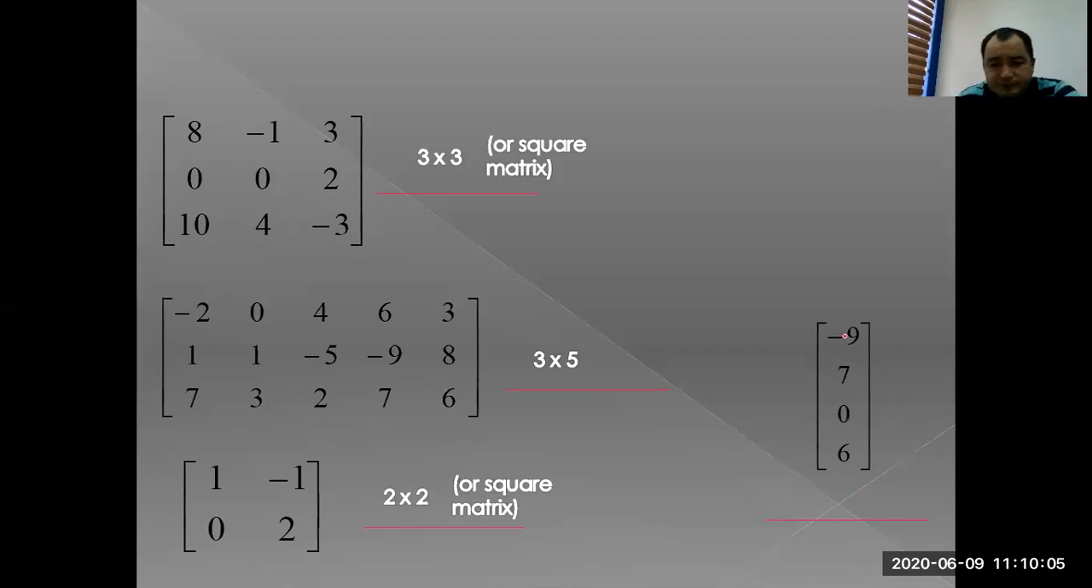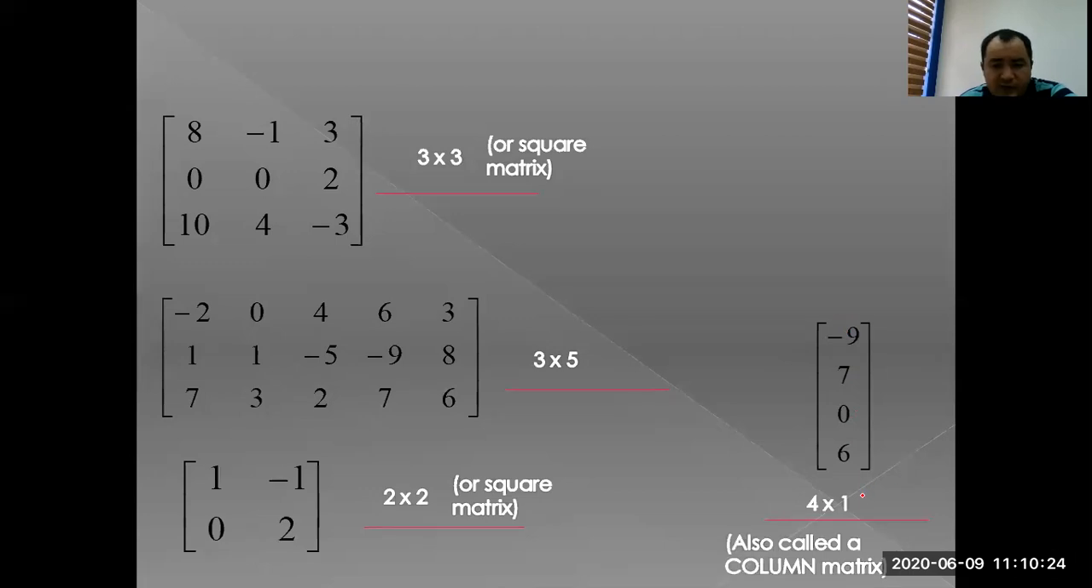Another one here, how about this one? How many rows does it have? This is the first row, and that is the second, third, fourth. So it has 4 rows, right? And how about the columns? It has only 1 column. So that one is a 4 by 1 matrix.